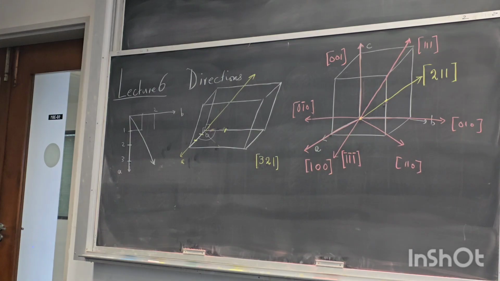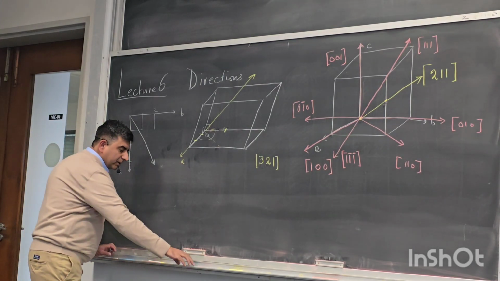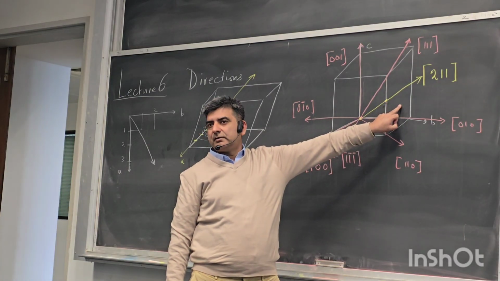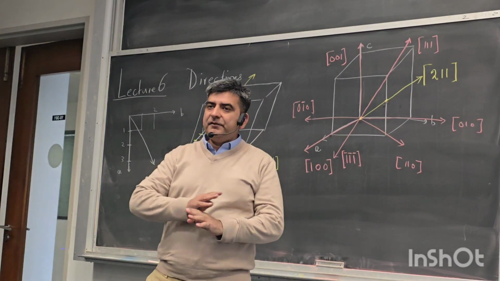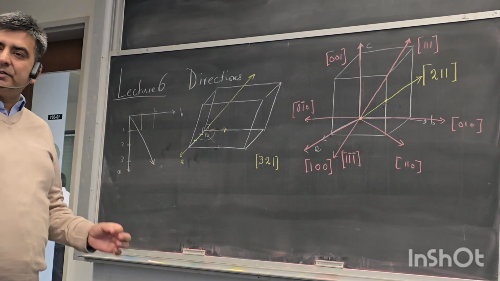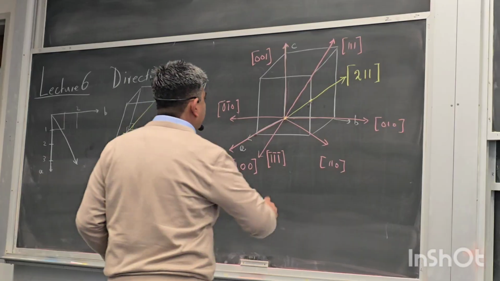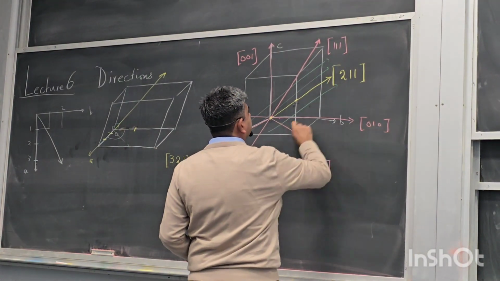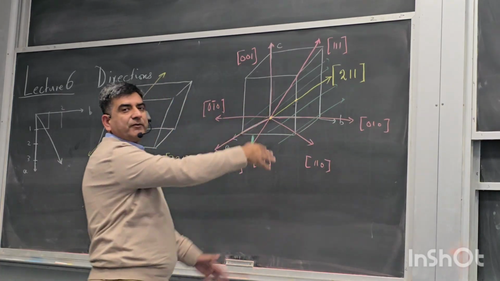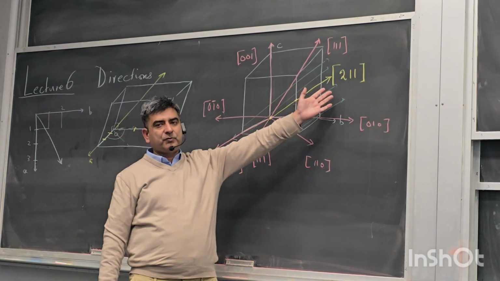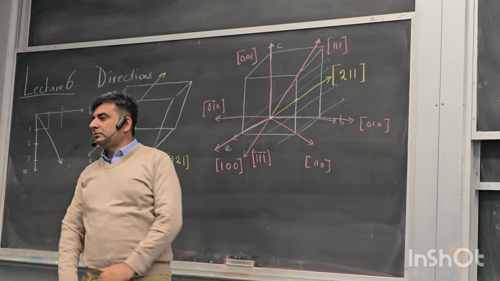Alright, so this is how direction is specified. By the way, if I were to specify this direction [2, 1, 1], there will be an infinite number of lines that can be drawn parallel to this. So the direction is just a direction. I can draw an infinite variety of lines parallel to this in any plane whatsoever. All lines that are drawn parallel to this will be designated by the same indices, [2, 1, 1].